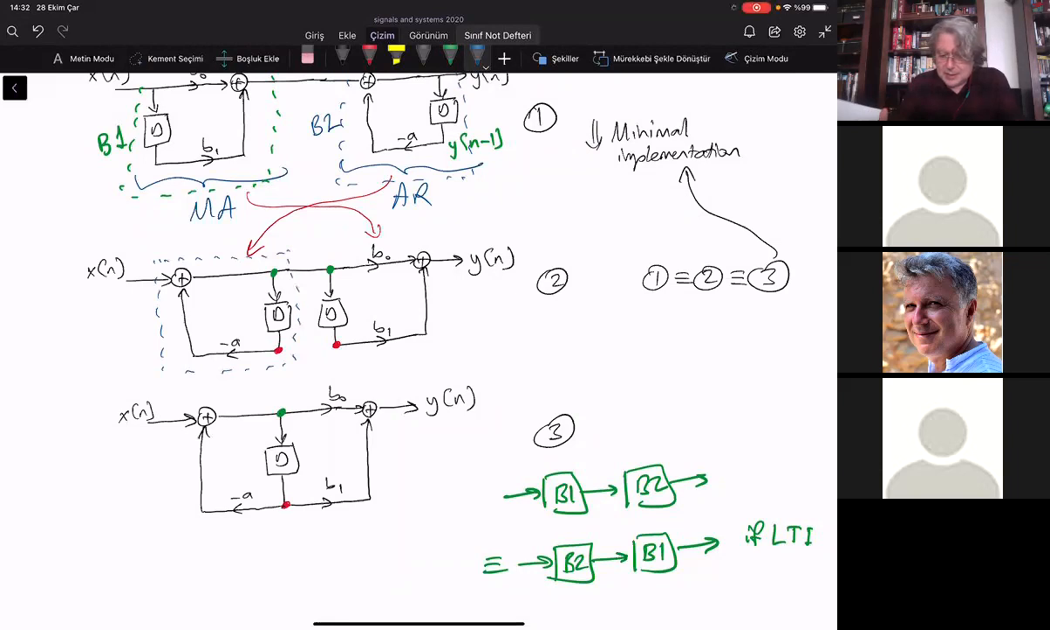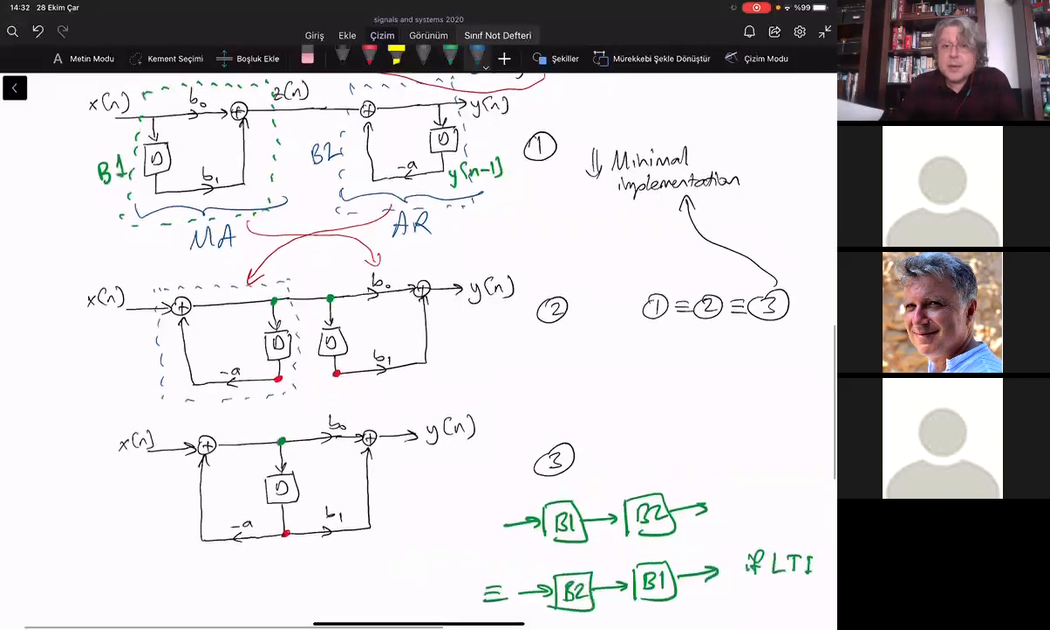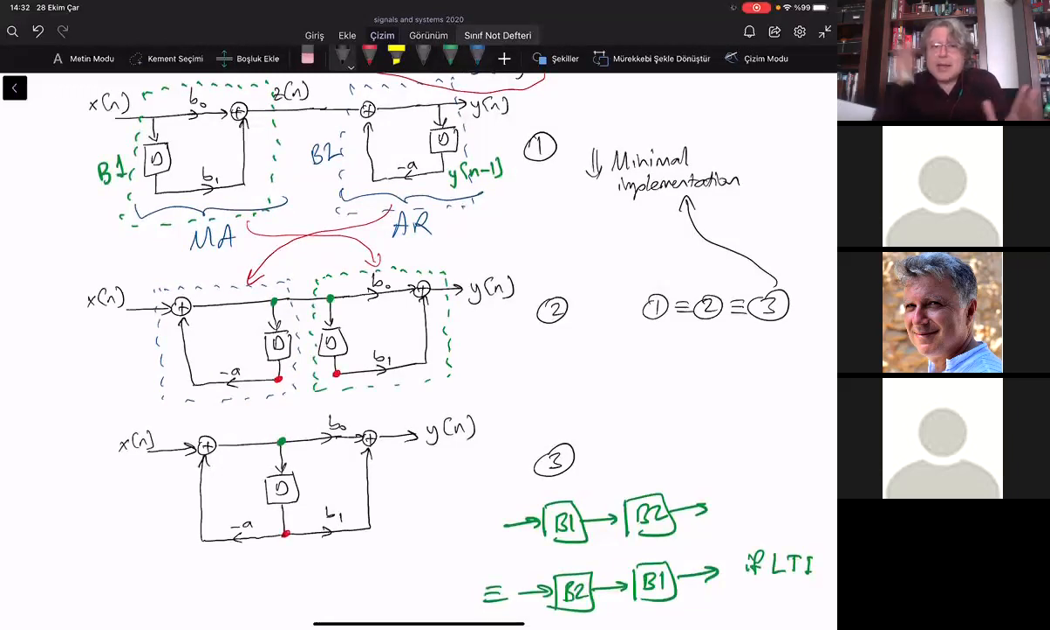Do you agree that it's the same as the B2 that I drew at the top? They are the same shapes. And similarly, here I plot B1. Look at the shapes, they are the same. So the top shape is B1 and B2, and the bottom shape is B2 and B1.